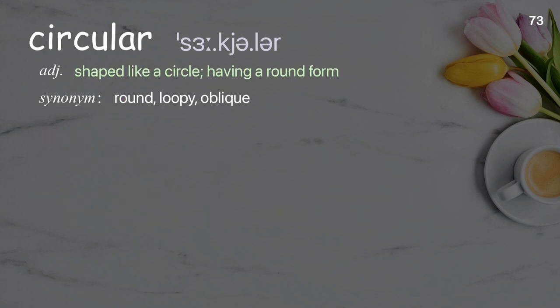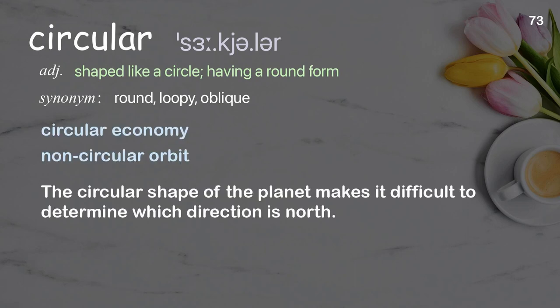Circular. Shaped like a circle, having a round form. Examples: circular economy, non-circular orbit. The circular shape of the planet makes it difficult to determine which direction is north.